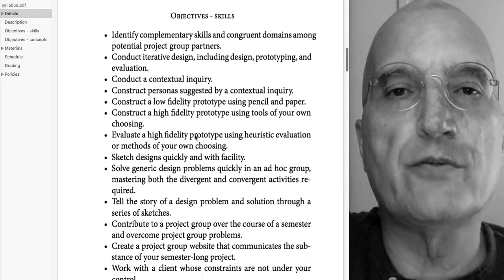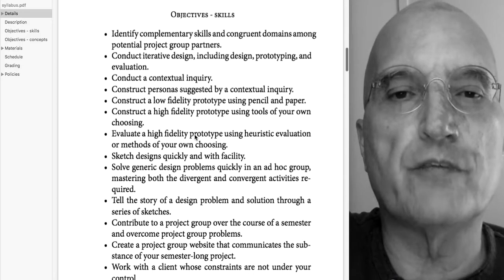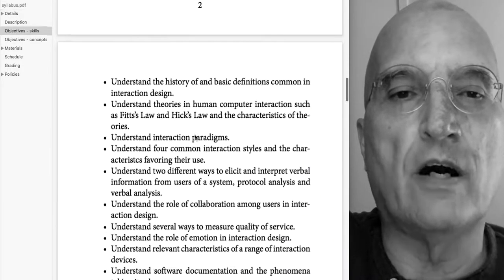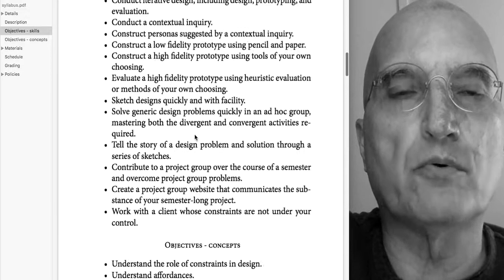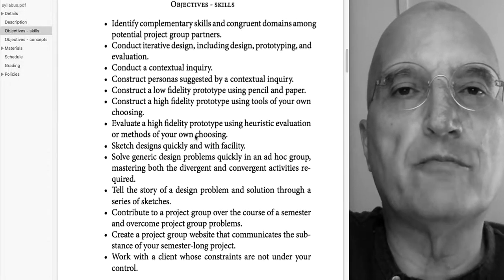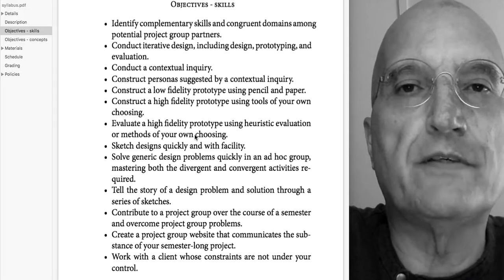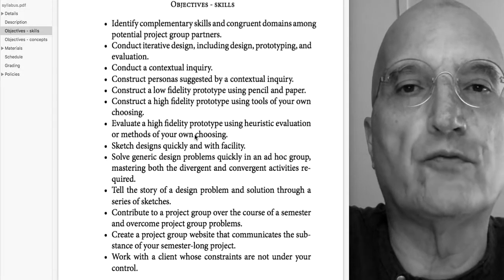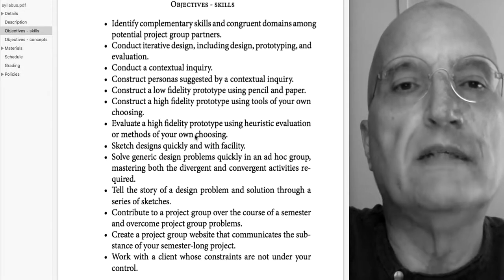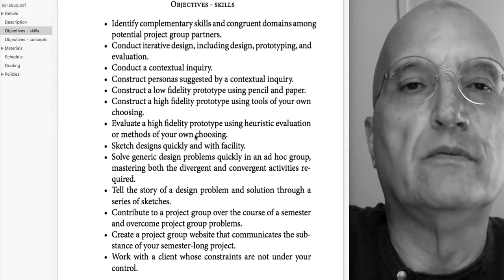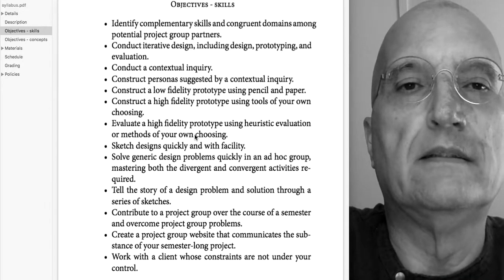Okay, and then there are two sections called objectives. There's objective skills and objective concepts, and this is the really most important part. The objective skills read like a chronology of your activities in the class. So first you're going to form a group, and so you're going to have to develop skills in forming a group.